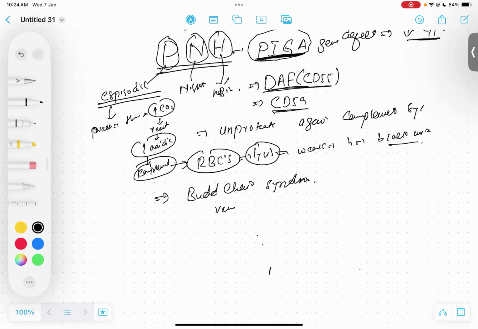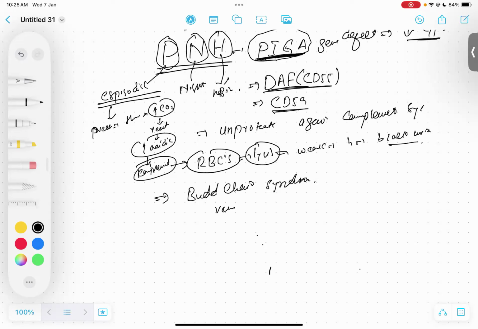Is there any treatment for this? Yes. So the main problem is to prevent this thrombosis, and thrombosis can be prevented by giving the patient a continuous dose of heparin, because the main life-threatening event is actually thrombosis, not hemoglobinuria. So we can prevent the consequences, but we cannot fix the problem.